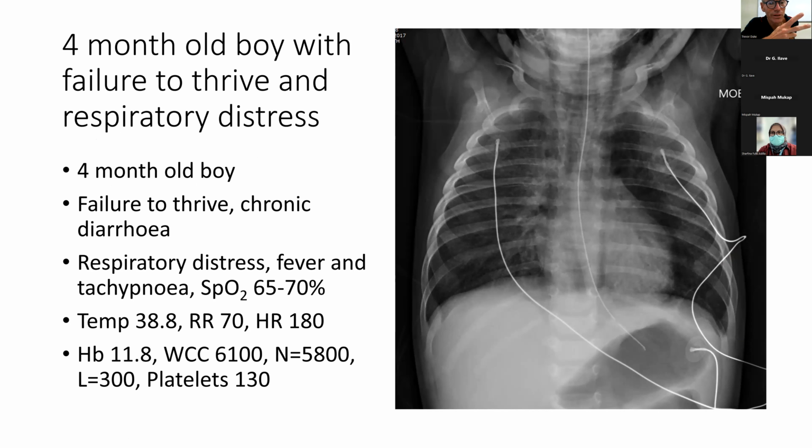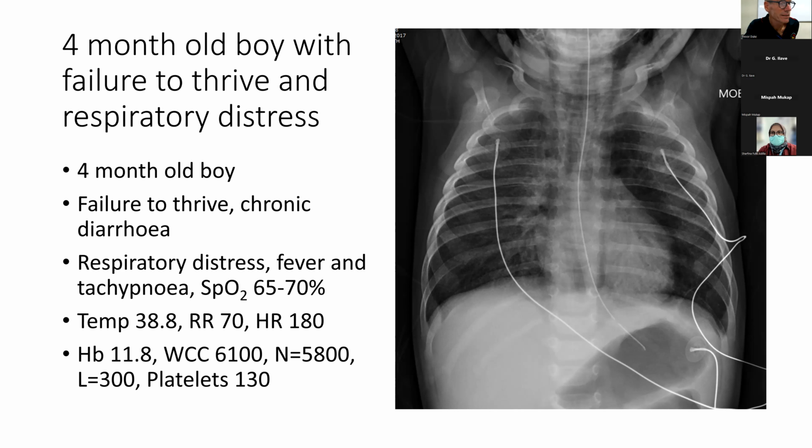And because you raised this before, this was a 4-month-old boy who had failure to thrive and respiratory distress. So he had failure to thrive, meaning he had chronic malnutrition, right? And he had presented with severe respiratory distress. And on examination, he had all the signs of respiratory distress. He had fever and tachypnea, and he had oxygen saturation of 65 to 70% on air. His temperature was 38.8, respiratory rate 70, heart rate 180. That's all we knew clinically at that time.